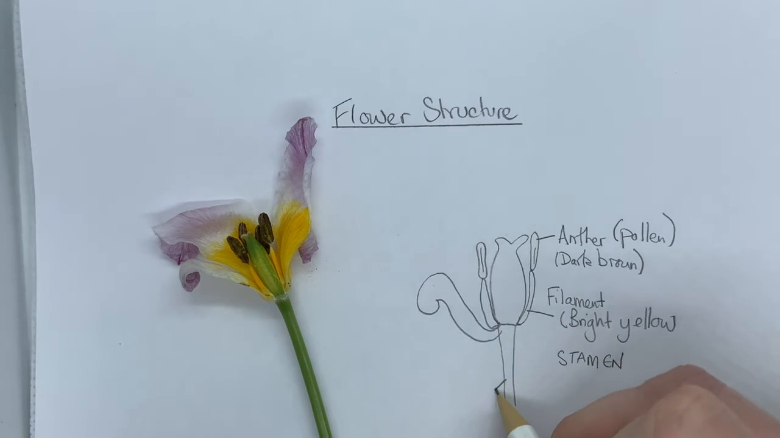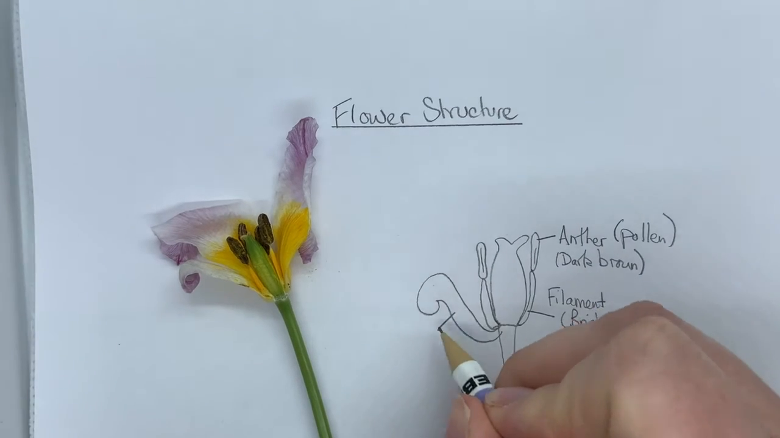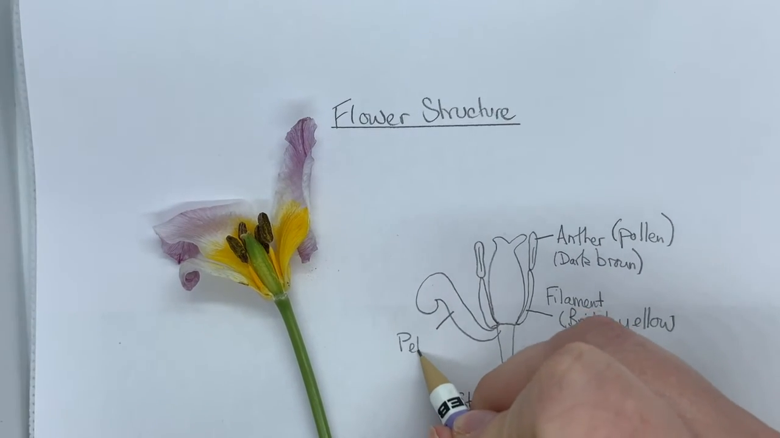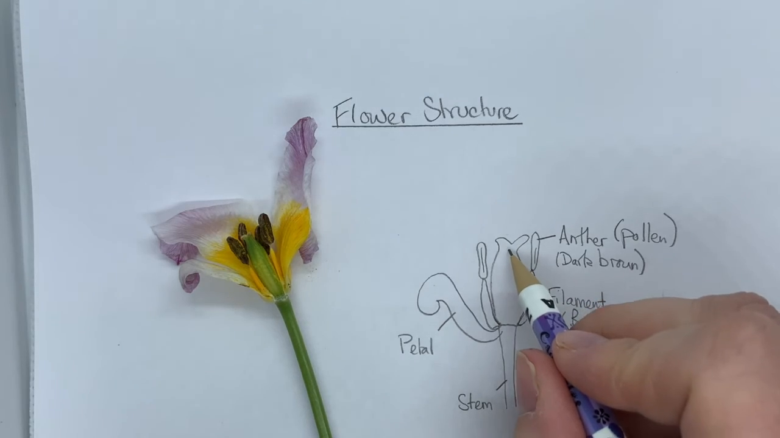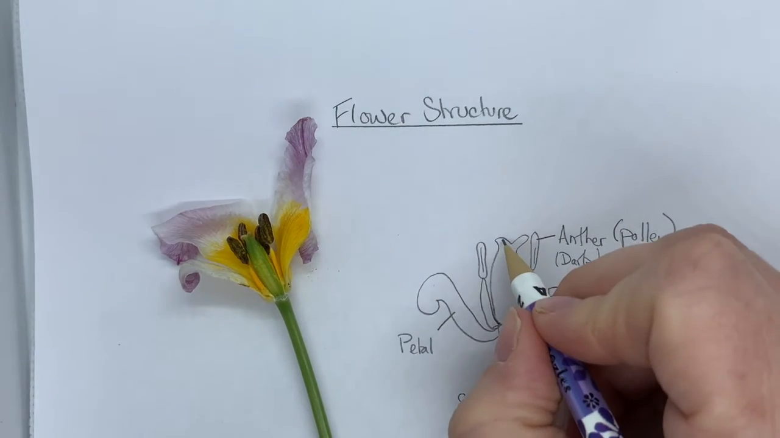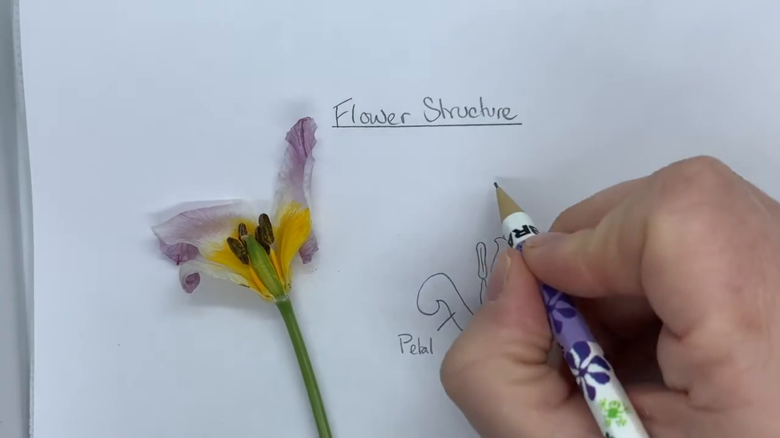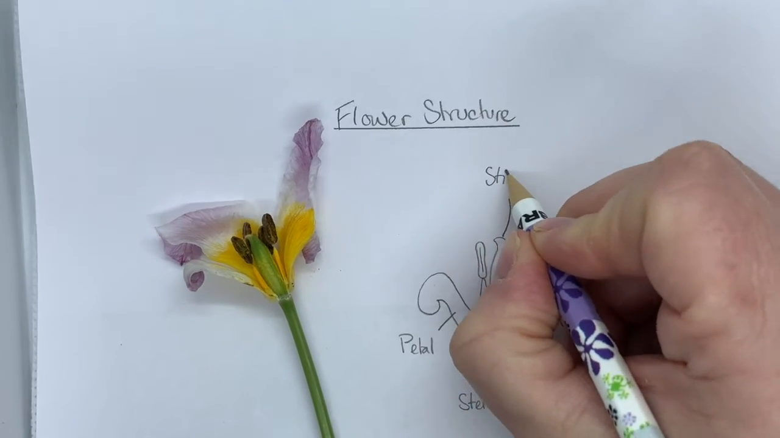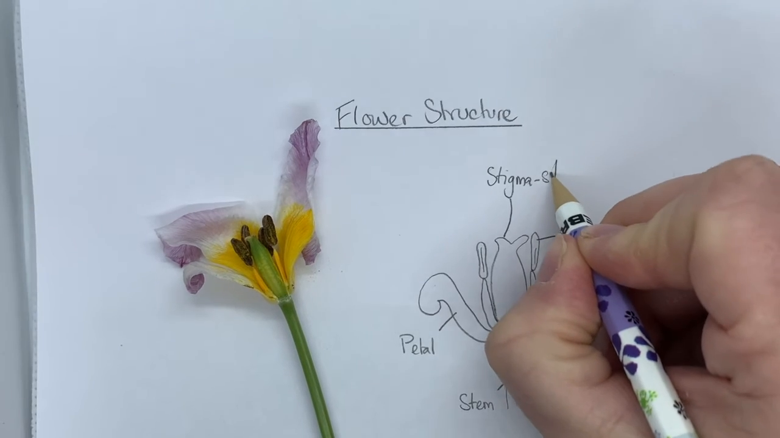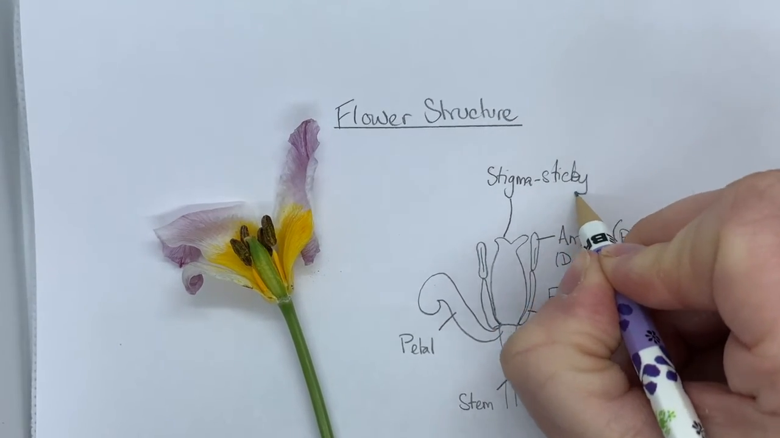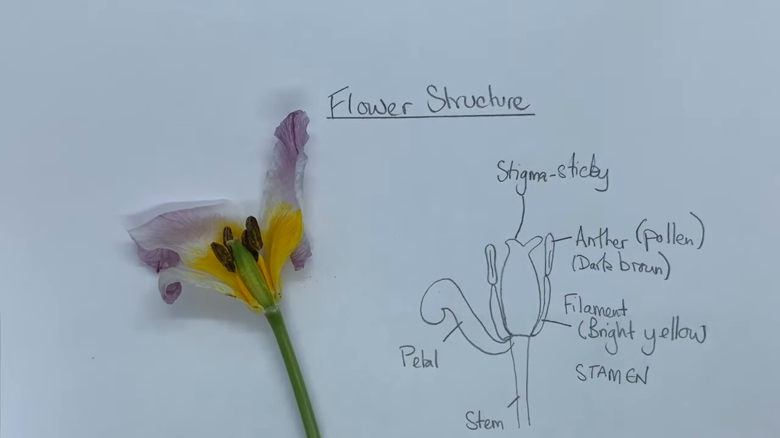We've got the stem here to hold the flower upright. We've got a petal. Many flowers have coloured petals to attract insects to them. Some don't. The ones that don't are often pollinated by the wind. And then we have the female part of the flower, which is right in the centre of the flower. At the top, we have the part called the stigma. And I noted earlier that that's often sticky. And the job of the stigma is to catch pollen.